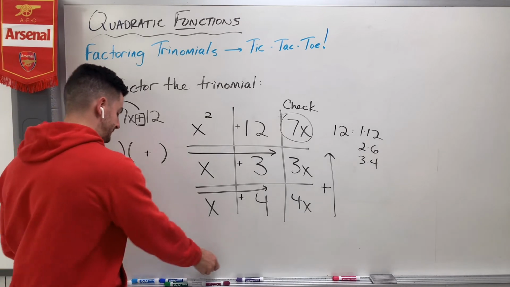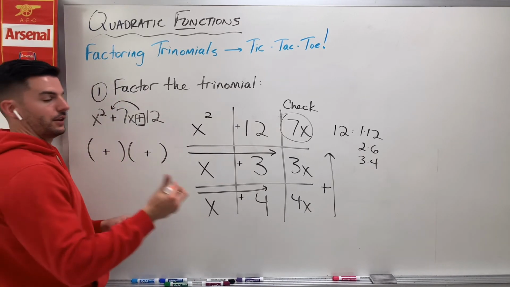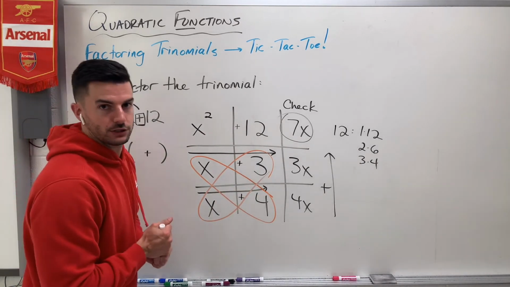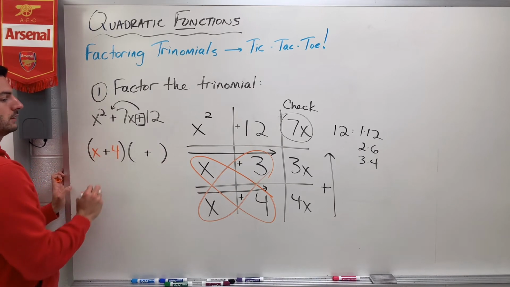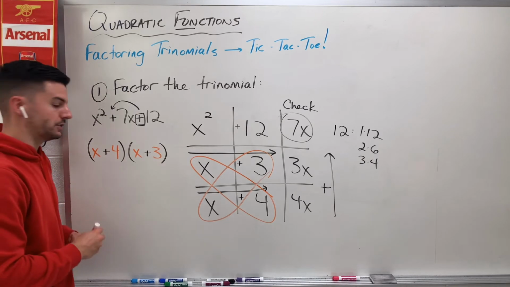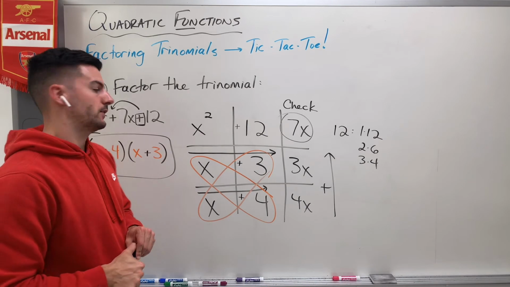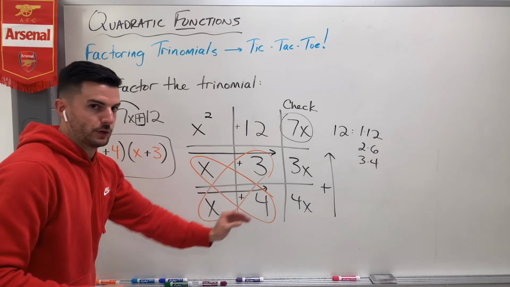Now here's the deal. Your groups, your pairs in here, are going to be on the diagonal. So my two pairs in here are going to be x plus 4 and x plus 3. That is my answer to this: x plus 4 times x plus 3, again getting it from those two diagonals.